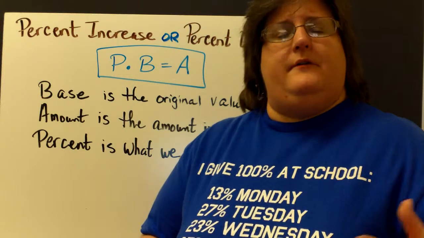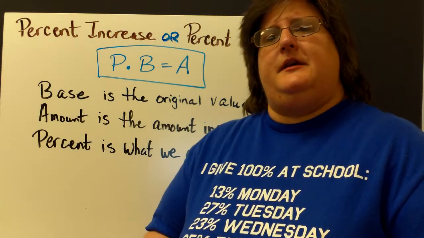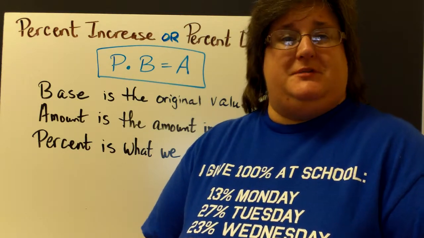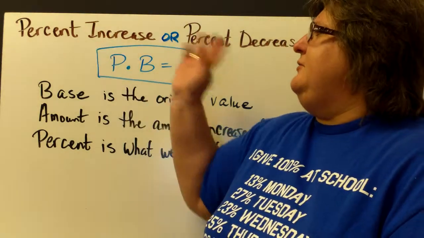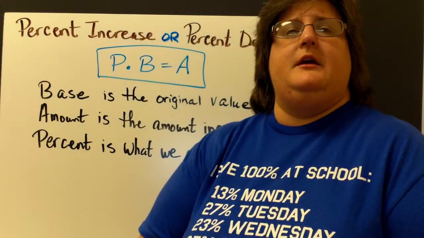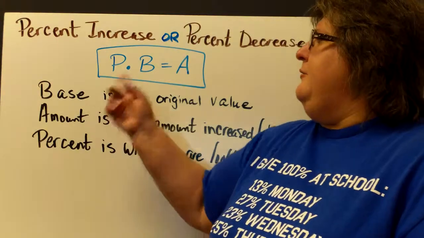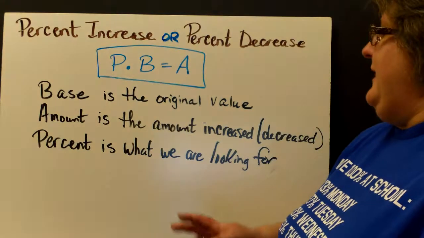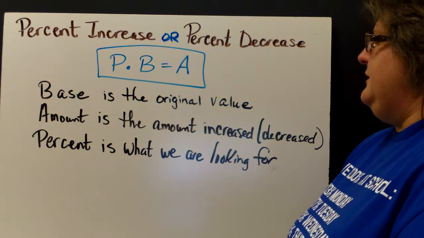But wow, if a postage stamp goes up by 5 cents, there's probably rioting in the streets, because everything is relative. Everything goes by what you start with. Both of those situations would have a different percent increase. Whether you're talking percent increase or decrease, you still always go by our percent proportion: percent of the base is the amount. When you're talking about percent increase or decrease, the base is the original value. The amount is the amount increased or decreased, depending on the situation.